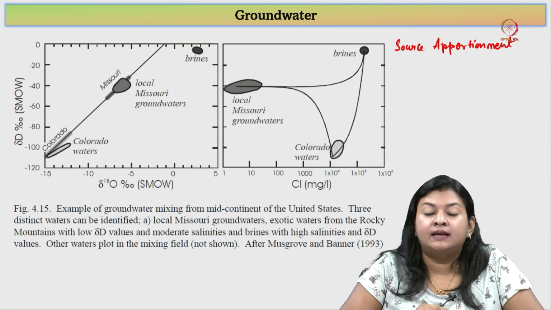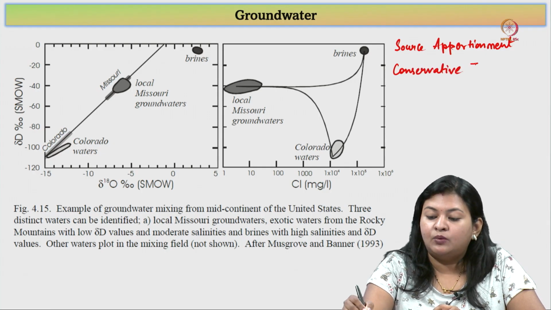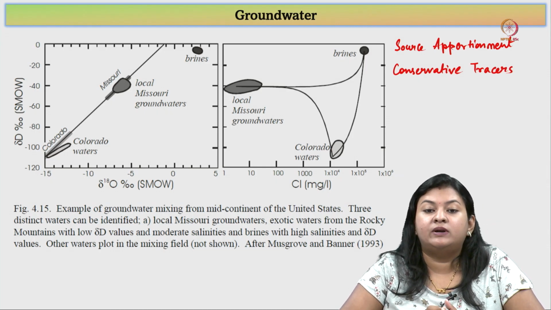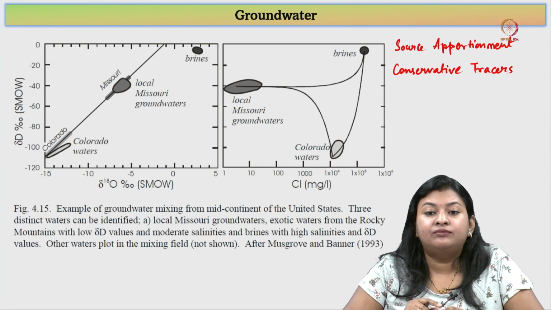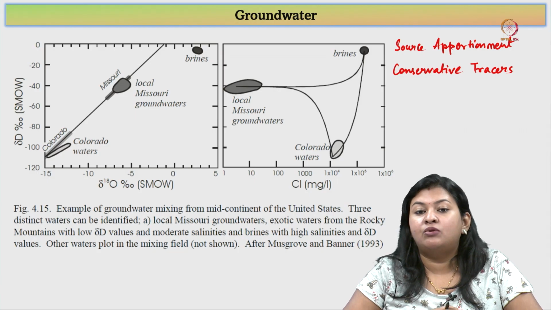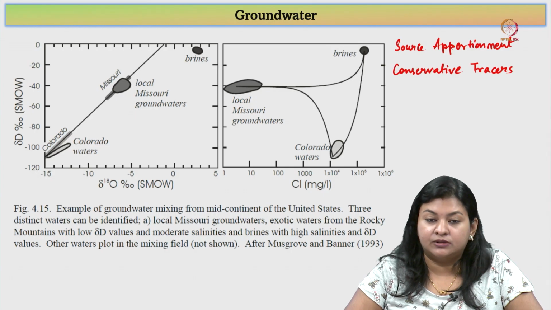So, I was explaining that δ18O and δD values are called conservative tracers. That means, when we are mixing different sources that have different δ18O and δD values, then the mixed product will have a value that comes just from the fractional contributions of the two end members and not due to any other physical, chemical or biological interaction.